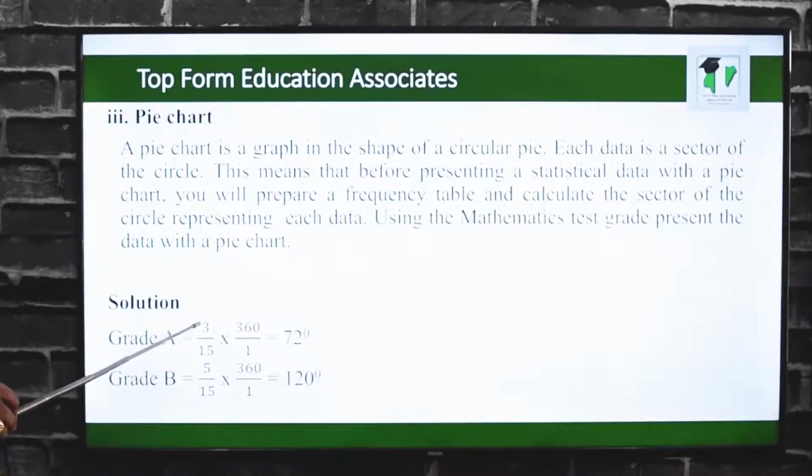So it is 3, which is the frequency of grade A, over 15, which is the total number of students that took the exam, times 360, which is the angle at the center of a circle. When you reduce this, you will have 72 degrees. The sector for grade B: the frequency of students that got B is 5. Total number of students is 15, times angles at the center 360, which gives us 120 degrees.